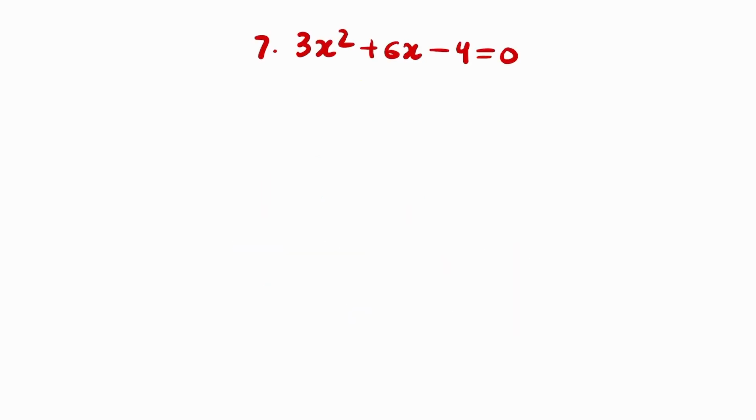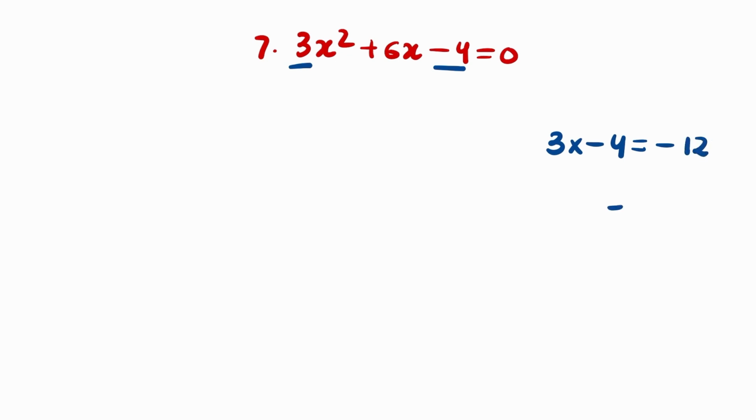Let's move on to our seventh question, which is 3x squared plus 6x minus 4 equal to 0. First of all, let's see if we can solve this equation by factorizing. What do we have to do now? We have to multiply the a and c values together. The a value is 3 and the c value is minus 4. Minus 4 times 3 is equal to minus 12.